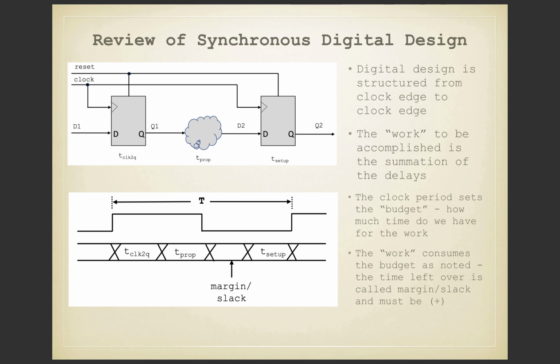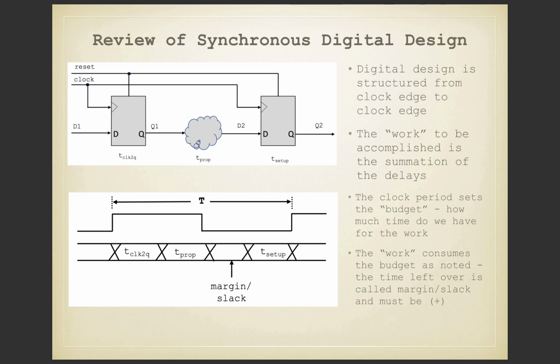All of the work must be done such that you do not violate the setup or hold time at the second flop. The consumers, starting from the left, are first the clock to Q time. What I'm referring to is the time it takes Q1 to respond to a change on D1. The clock to that flop initiates it. There is a certain finite period of time until Q switches. The diagram is not proportional, but it's drawn just to help us understand what is transpiring.